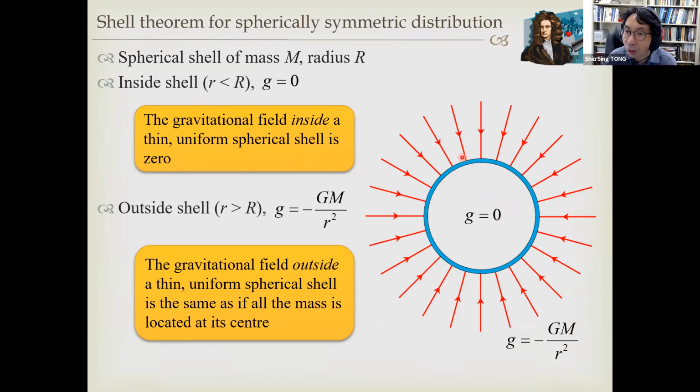I can imagine that all the mass of the shell is now located exactly at the center, and it just produces the same field strength at the point mass. Okay. So do you understand this theorem? Now I base on this result, and I can work a lot of problems.